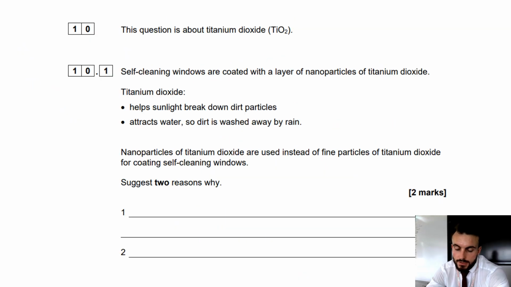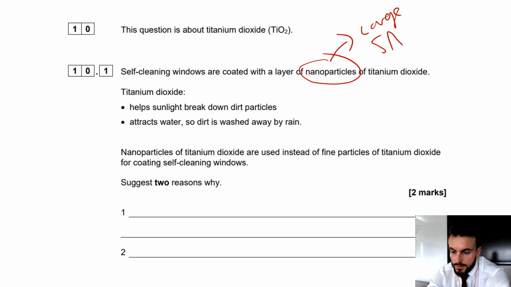The question is about titanium dioxide. Self-cleaning windows are coated with a layer of nanoparticles of titanium dioxide. Nanoparticles, you're thinking large surface area for volume. Titanium dioxide helps sunlight break down dirt particles, and attracts water so dirt is washed away by rain. It's used instead of fine particles for fine coating of self-cleaning windows.